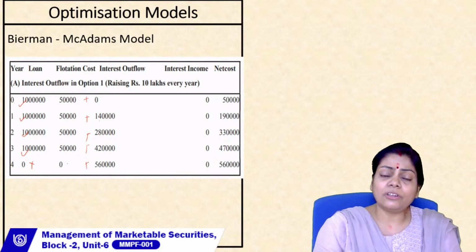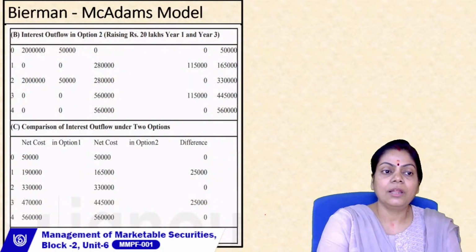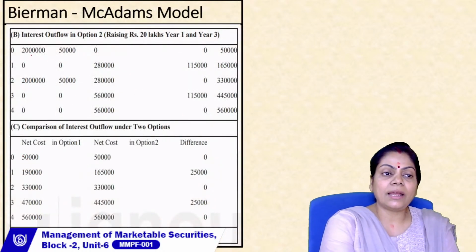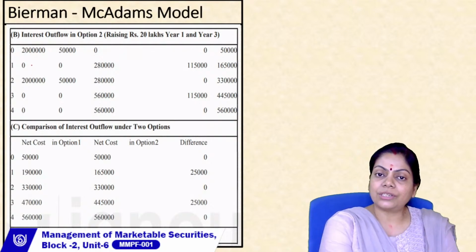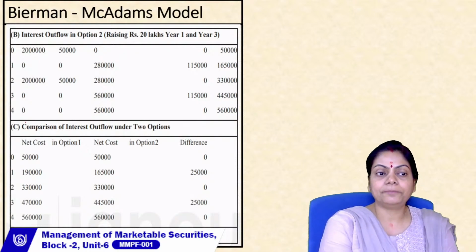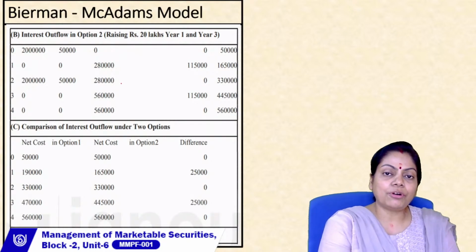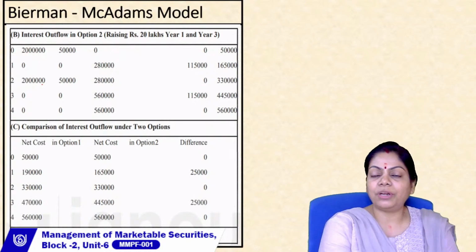Now, let us see another option. Another option is that today I raise 20 lakh and do nothing in the next year. After 2 years, I raise another 20 lakh and use that 20 lakh for the next 2 years. If I do that, ultimately I require 40 lakh. So I'm raising 20 lakh here and 20 lakh here.